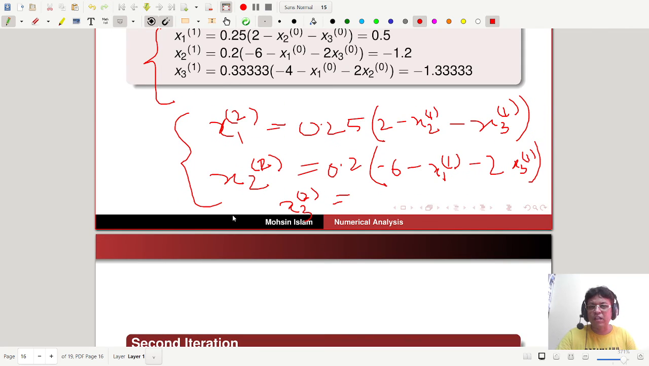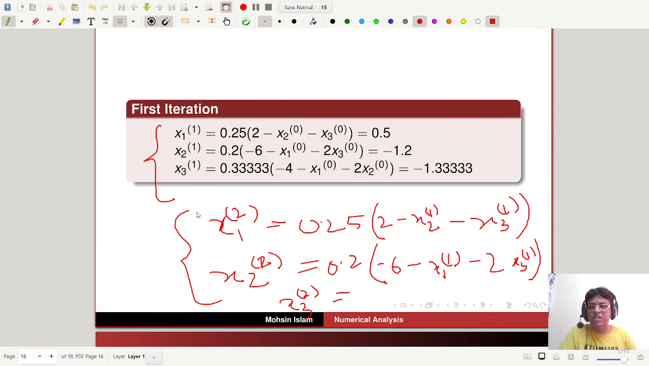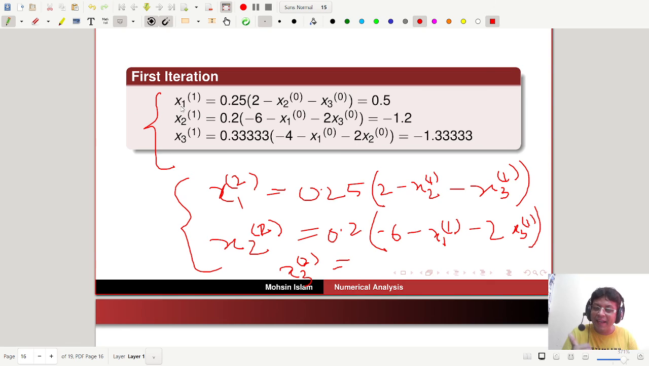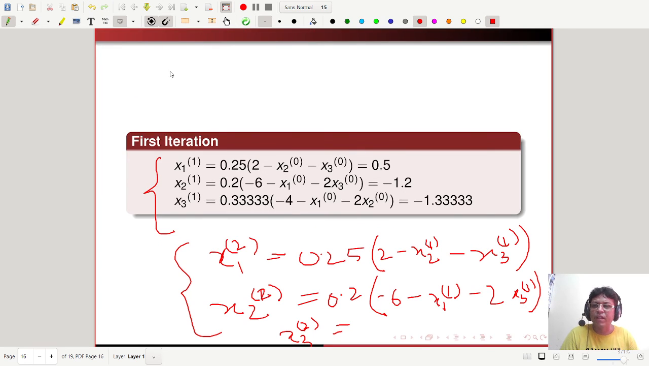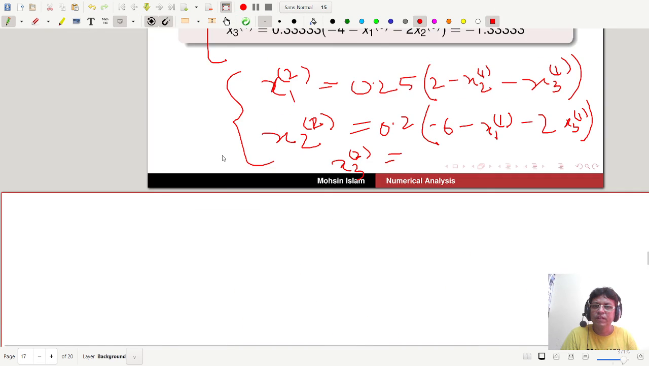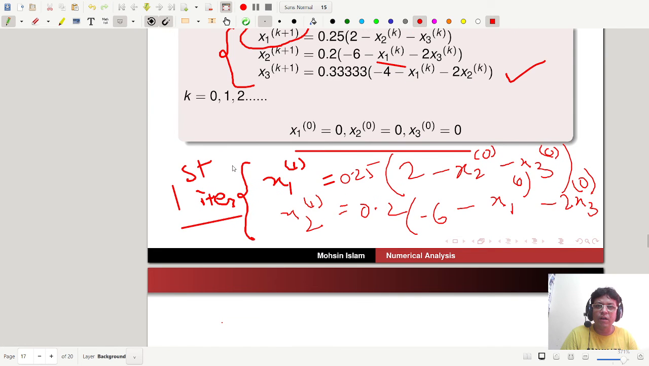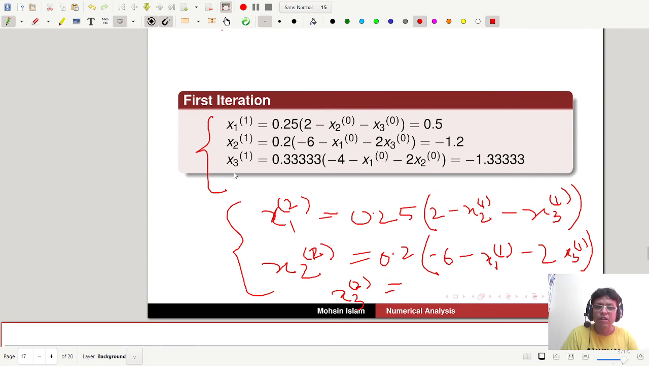So you are using the values from the first iteration, improved values in the first iteration, in the second iteration. And in Gauss-Seidel, you will directly use this value of improved iteration in the next equation, in the first iteration only. So let me write here, let me compare here. So this is your first iteration.